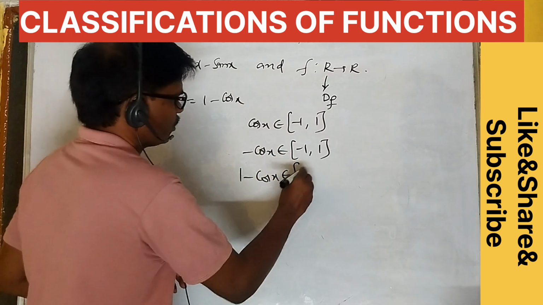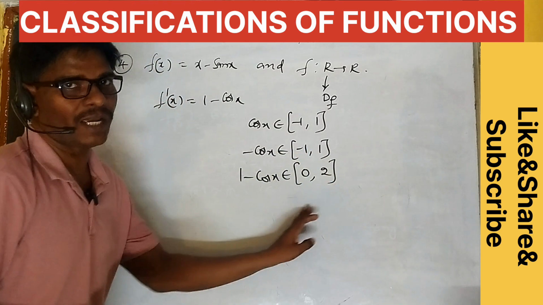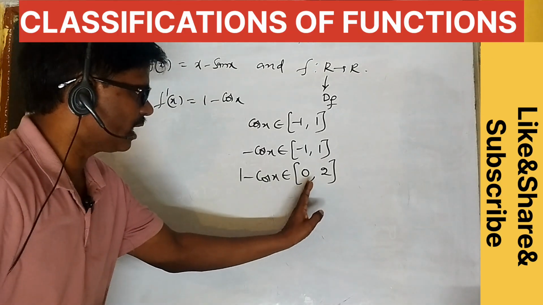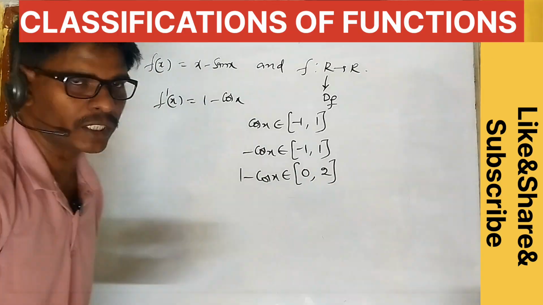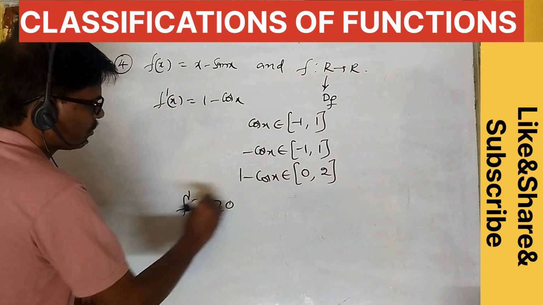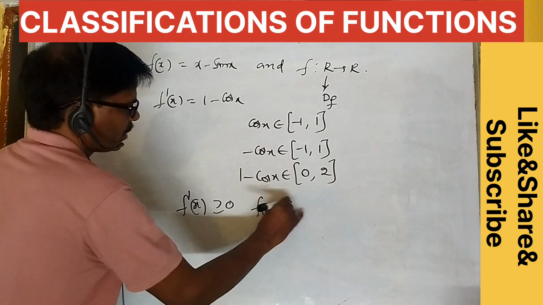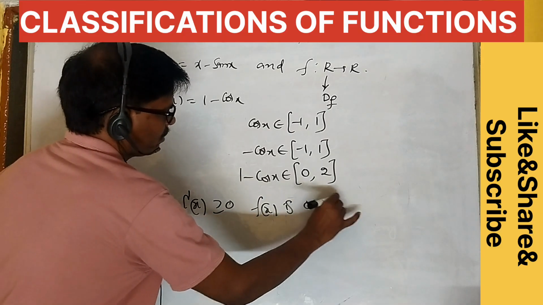0 comma 1 is added, which means this is 2. Okay, this is the positive values range. Positive values means you can substitute any value from 0 to 2 only. F dash of x greater than or equal to 0 means f of x is a one-one function. F of x is a one-one function.